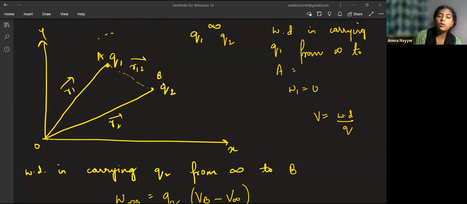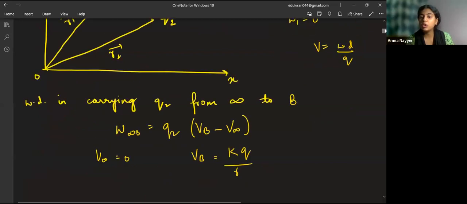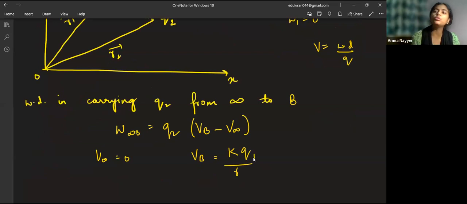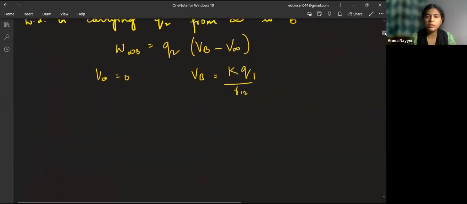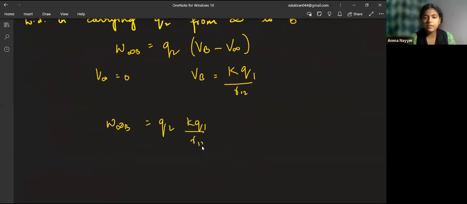See, you are calculating on Q2, but because of Q1, Q1 is generating the potential. So your charge will be Q1 only. We are calculating the work done due to charge Q1. So this is Q1. And what is the separation between Q1 and Q2? R12. This is the potential which is required. Now, once you have the potential, work done is charge multiplied by K Q1 by R12.